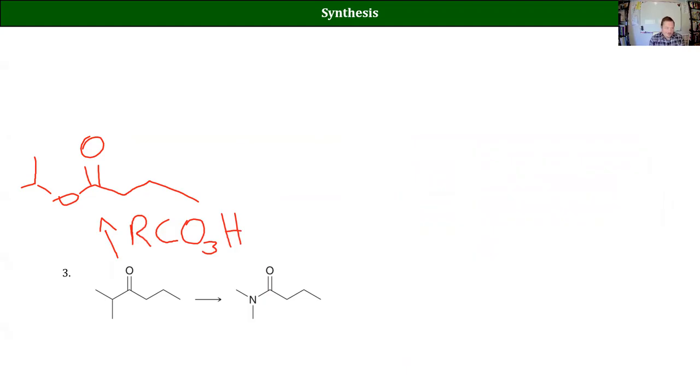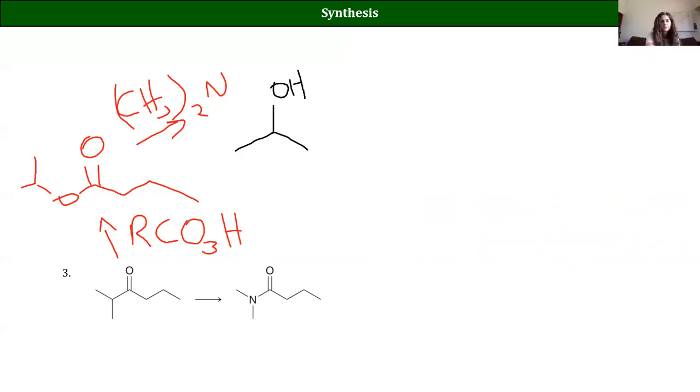Then we don't really have a way to attach methyl groups to a nitrogen. So we're just going to have to convert it to an amide by using dimethylamine. And then you're going to make isopropyl alcohol. Because if you expose a primary or secondary amine to an ester, we wind up doing a hydrolysis of the ester, get the molecule we're looking for.